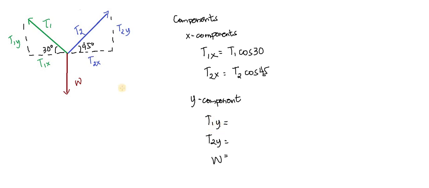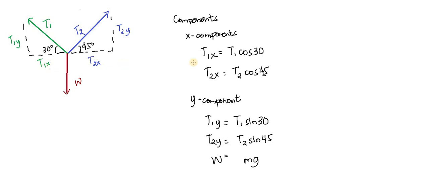Next, we have T1 sub Y. This one is the opposite side, so that will be T1 sine of 30. And then for our T2 sub Y, we have T2 sine of 45. And for the weight, we have here G. But I forgot to add that you also have to consider the direction, which is the negative here.